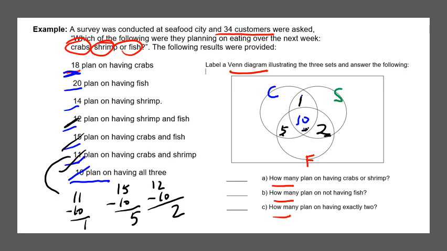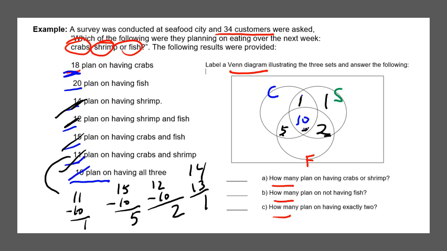14 plan on having shrimp. Well, if you're having shrimp, you have to be in a shrimp circle, right? So if we have 14 having shrimp, I've accounted for 13 people. Already 13 people I know are located in the proper region. I am missing one person. There's only one place that person can be.